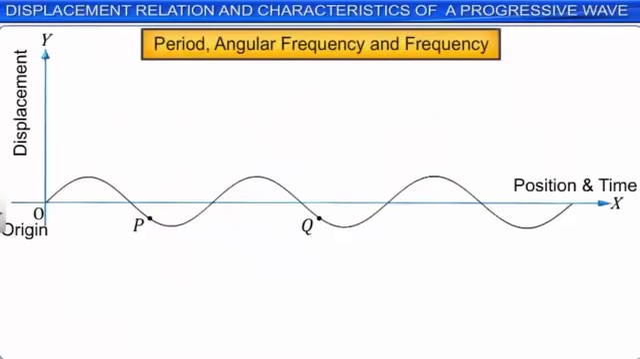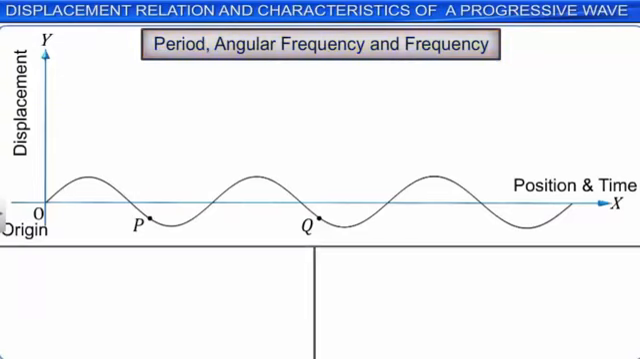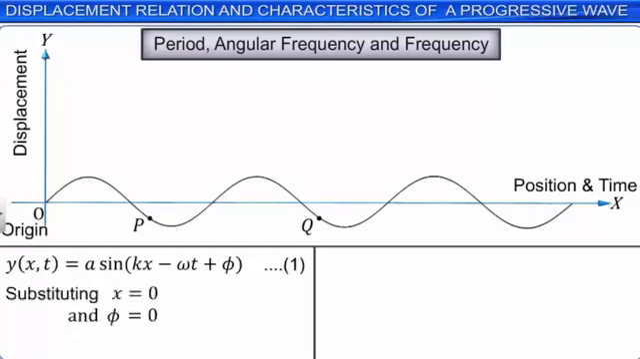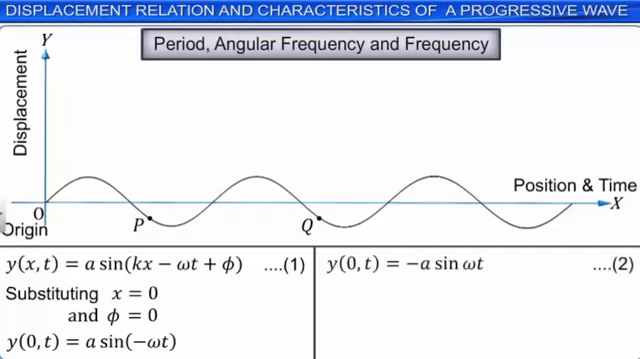Let us now discuss the period, angular frequency, and the frequency of a wave. Consider the equation y of x t is equal to a sine into kx minus omega t plus phi. Let this be equation 1. By substituting x is equal to 0 and phi equal to 0 in equation 1, we get y of 0 t is equal to a sine into minus omega t. This equation can be written as y of 0 t is equal to minus a sine into omega t. Let this be equation 2.